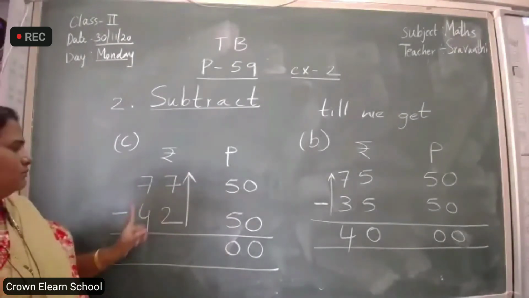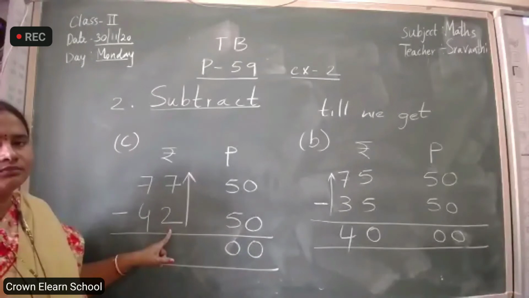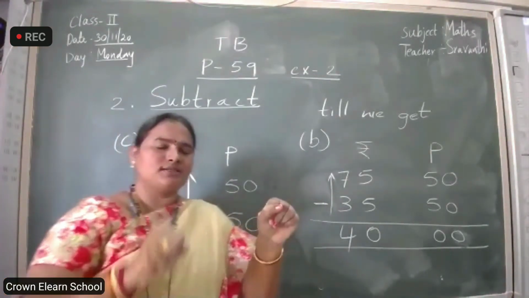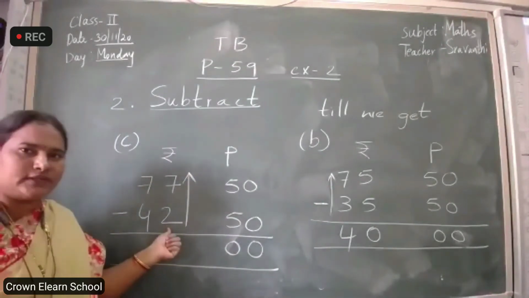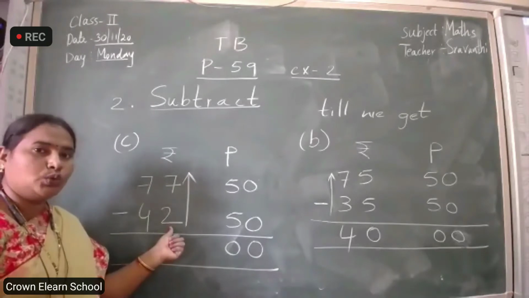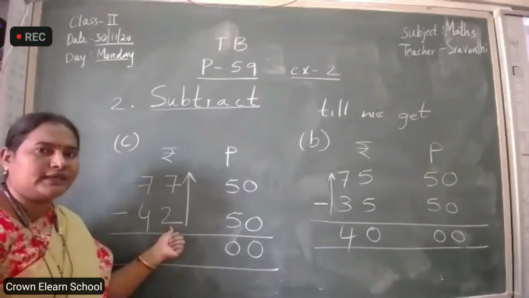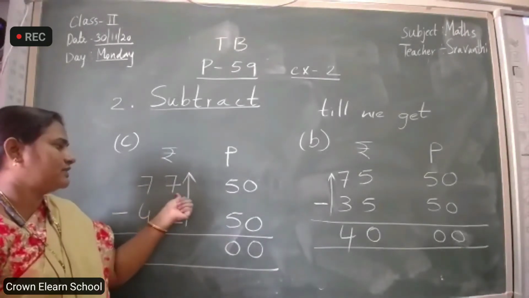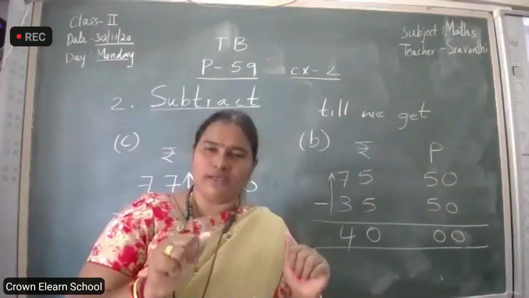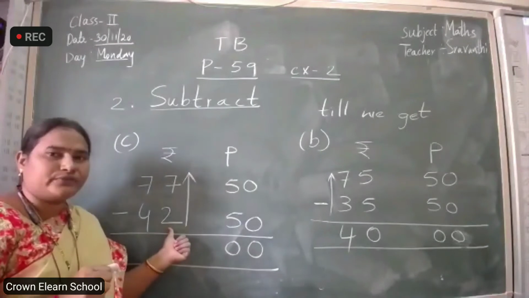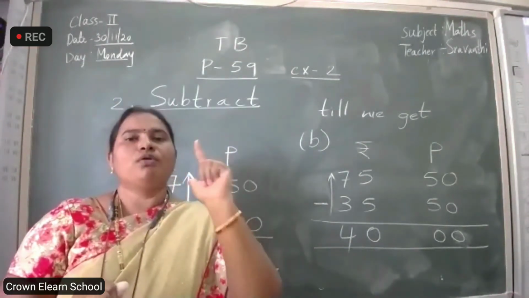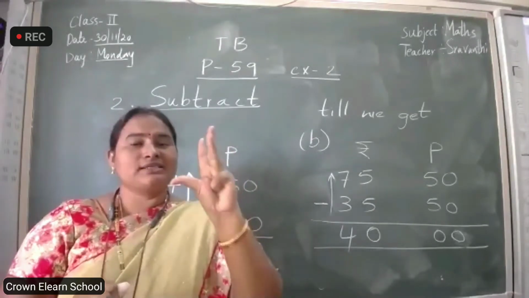Okay, 7 minus 2. Close all fingers. 2 after, till we get 7. Do the answer. Close all fingers. 2 after, what comes? 3, 4, 5, 6, 7.